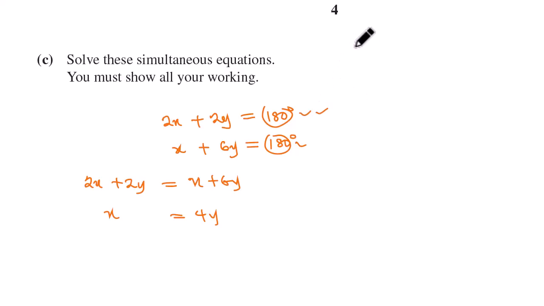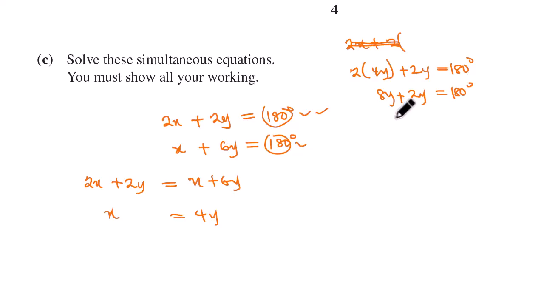So it means that 2x plus 2y. No, I'm substituting for x. So that will be 2 into 4y, then plus 2y is equal to 180 degrees. So this means 8y plus 2y is 180 degrees. 10y is 180 degrees. So divide both sides by 10, it means your y is 18.